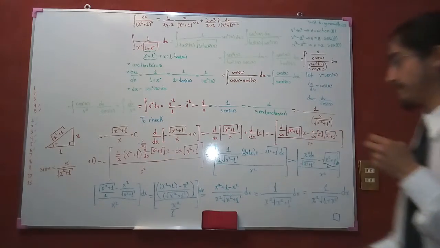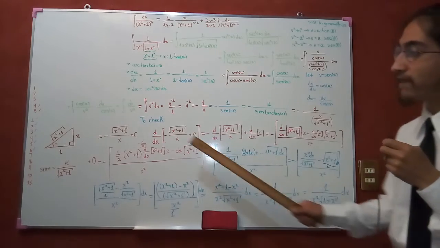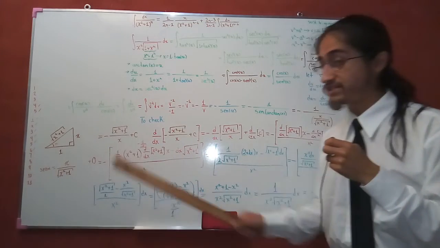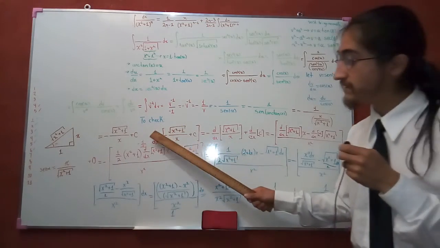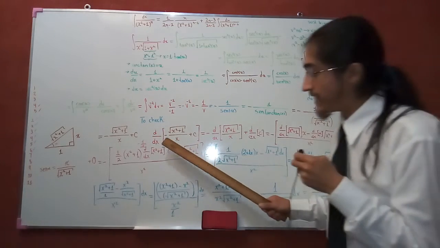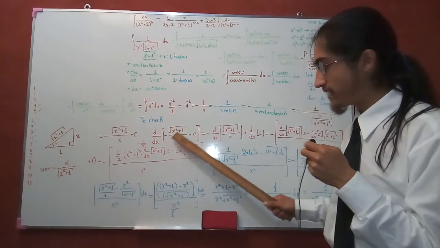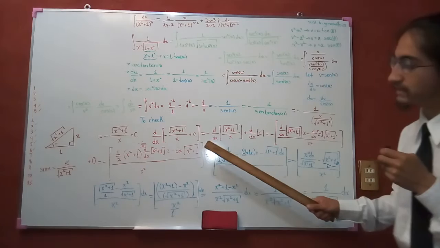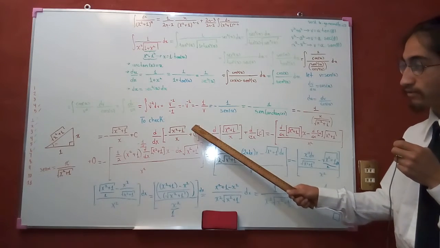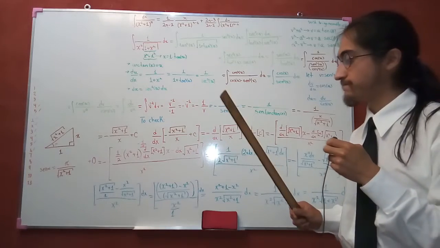Now I have to check it. So I have to derive this expression. So the derivative with respect to x of, open parenthesis, negative the square root of x squared plus 1 divided by x plus the constant of integration c, closed parenthesis, is equal to the next.